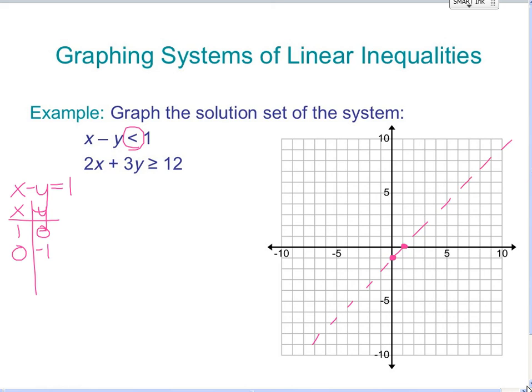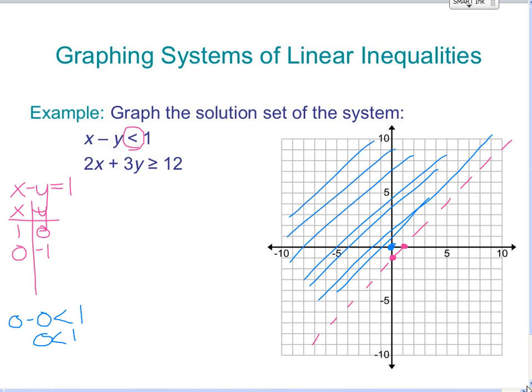Test point. Since that line does not go through 0, 0, I'm going to choose 0, 0 as a test point. Is 0 subtract 0 less than 1? 0 subtract 0 is 0, and is 0 less than 1? Yes, it is. So lightly, I'm going to shade over top of 0, 0. Lightly. You are going to have to erase, so you might want to use pencil. It's a good idea to use pencil on these.